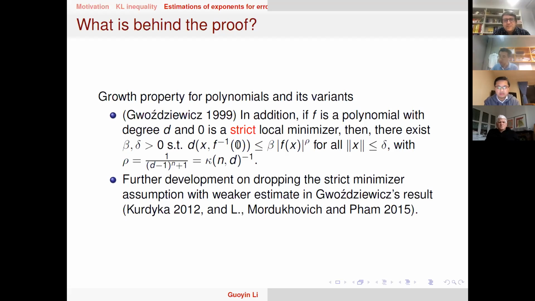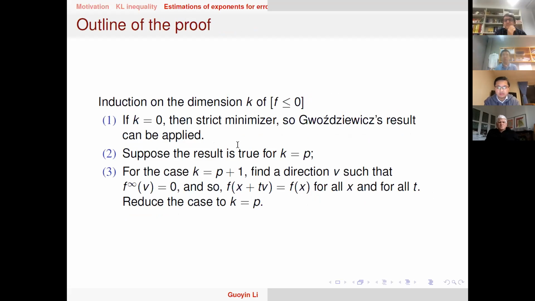So the strategy is very simple. We do the induction on the solution set. Let's look at the dimension of the solution set f less than or equal to 0. If the dimension is 0, then you get a strict minimizer, and I can safely apply the Guoyin result. Then I'm fine. Now I'm doing the induction. Suppose this result is true when the dimension k is equal to p. I look at the next case, p plus 1.